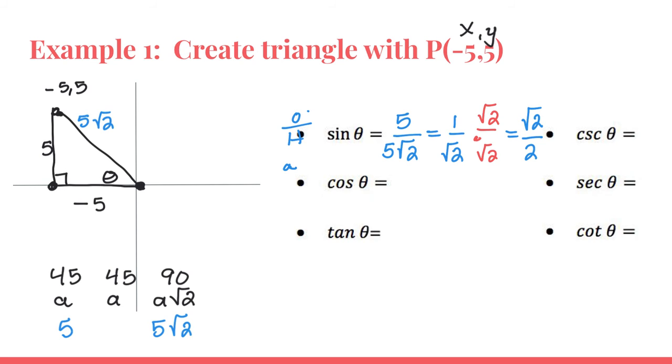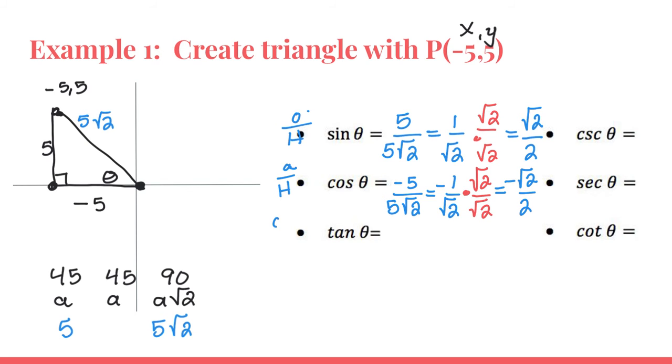Cosine is adjacent over hypotenuse. So from that angle, the adjacent side is negative 5. Your hypotenuse is 5 root 2. Again, start by reducing that fraction and you get negative 1 over root 2. Then we want to rationalize by multiplying by root 2 over root 2. And we get negative root 2 over 2.